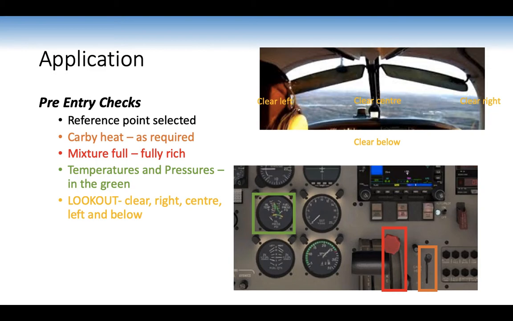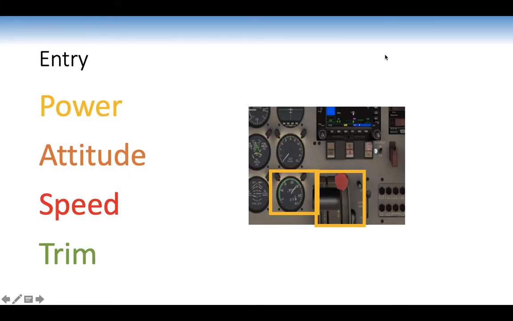An easier way to remember is you're going from right to left. So looking outside, carb heat and mixture, T's and P's, and then back outside as well. So entry is done using PAST: power, attitude, speed, trim.